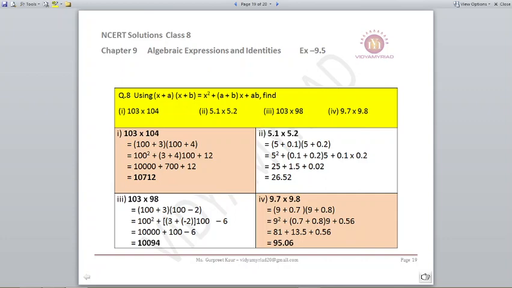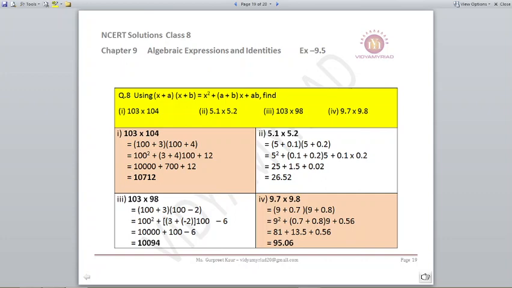Third part, 103 multiplied by 98. So it can be written as 100 plus 3 into 100 minus 2. So x is 100, a is 3, b is minus 2. So put it into the formula, 100 square plus 3 minus 2 into 100 plus 3 into minus 2. So you will get 10,000 plus 100 minus 6. So answer is 10094.